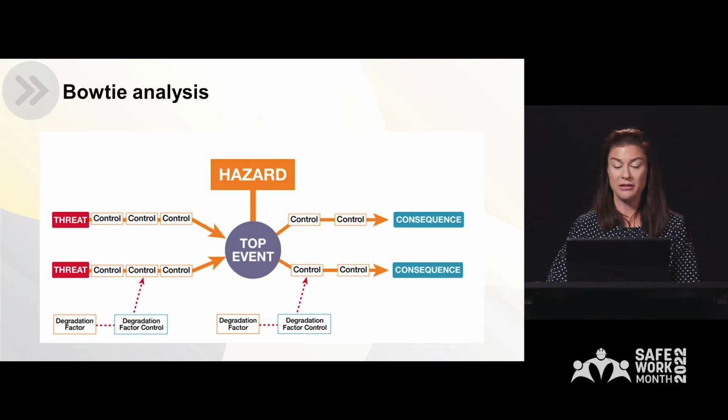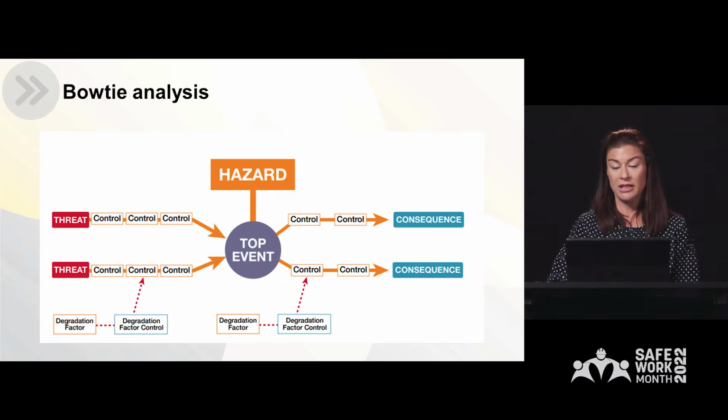Threats are events that, if they are not prevented from doing so, are likely to lead to the top event occurring. Controls are the defences against the threat. On the left-hand side of the bowtie, they reduce the likelihood of the threat leading to the top event. On the right-hand side, they prevent a top event, if it did occur, from leading to the consequences.